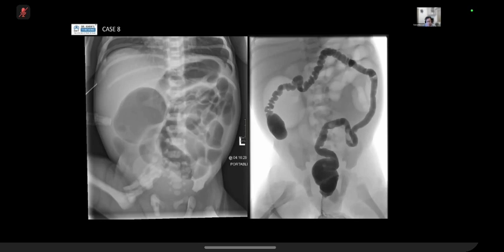Okay, next case. Okay, so the first picture is an abdominal X-ray, which shows the baby's got a nasogastric tube in situ, and there are multiple dilated loops of bowel. I'm looking at the lower GI study now, and I think there's a narrow caliber of the large bowel overall.